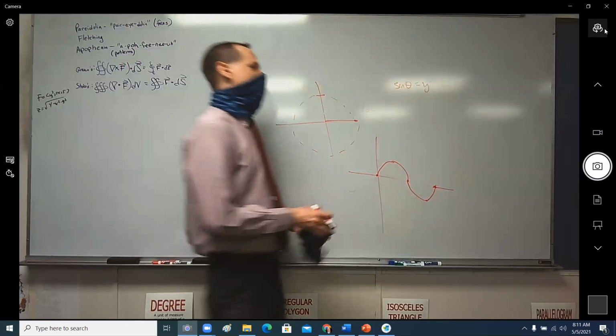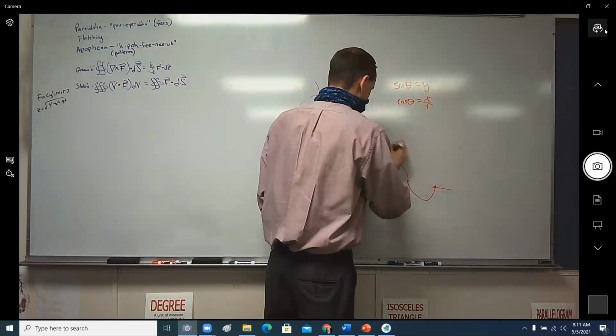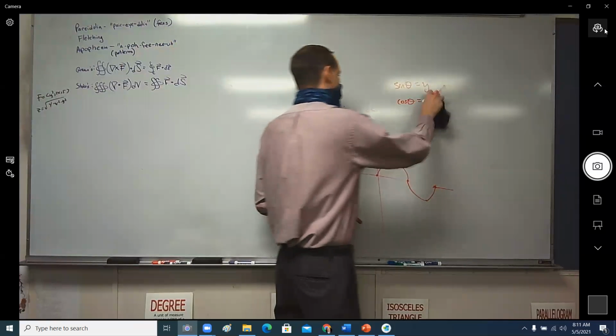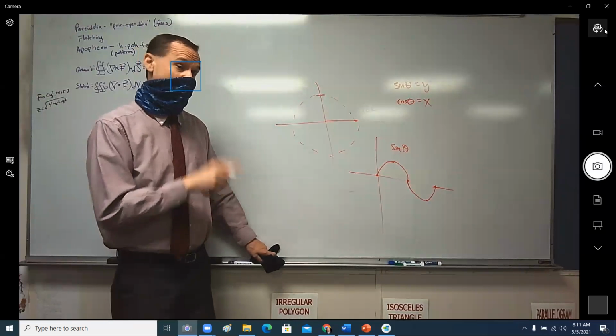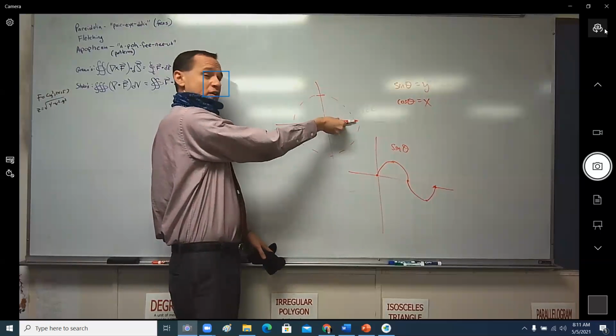Cosine, on the other hand, by definition, is x over r. And again, if you're on your unit circle, then r is 1, so the cosine is just the x value. So I'm going to do the same thing, but you tell me about the x values this time, not the y's. What's the x value right here on your unit circle of radius 1?